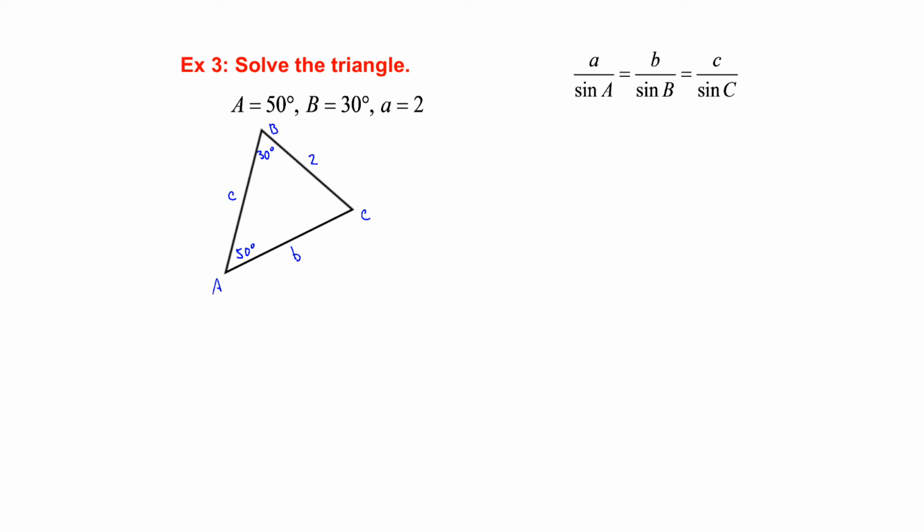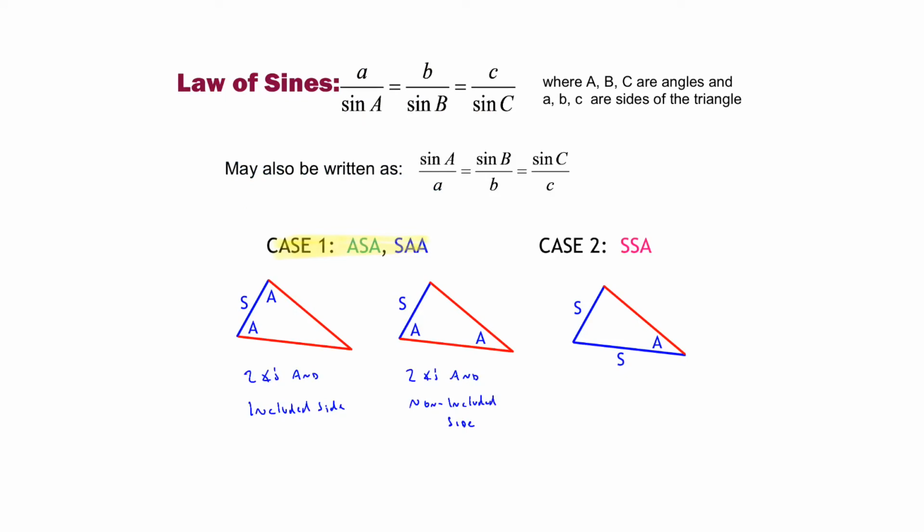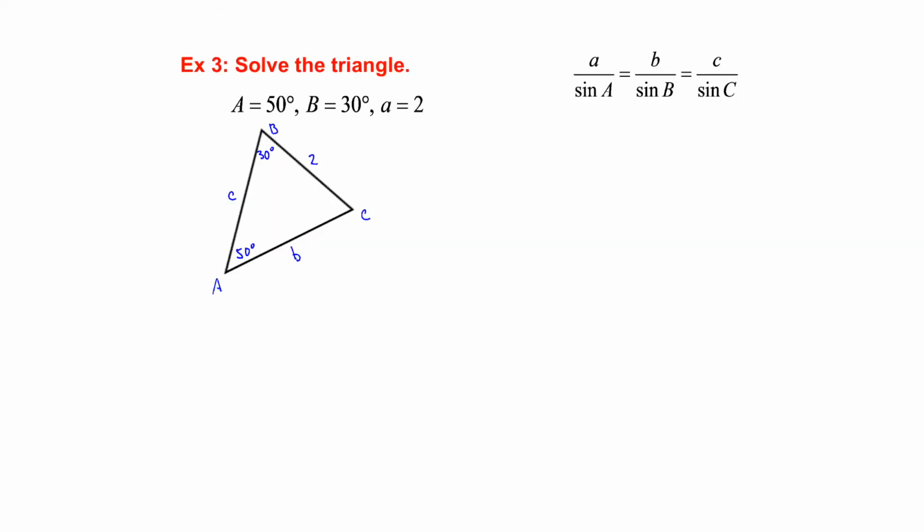Now, when you go back and look, on case 1, you have two angles. So no matter what, if I'm giving you two angles, you can always find the third angle. So that's where we start with this. We're going to start with angle C, and we can find the measure of angle C by taking 180 and subtracting the two angles that you know, which in this case is 50 degrees and 30 degrees. So C is equal to 180 minus 80, so it looks like 100 degrees. So C is equal to 100 degrees.